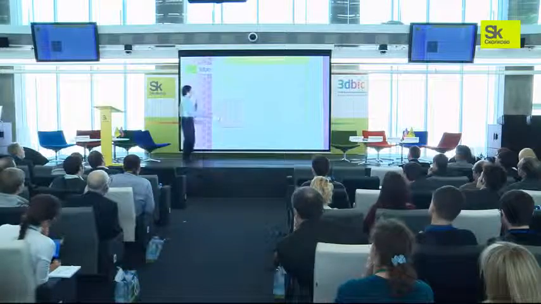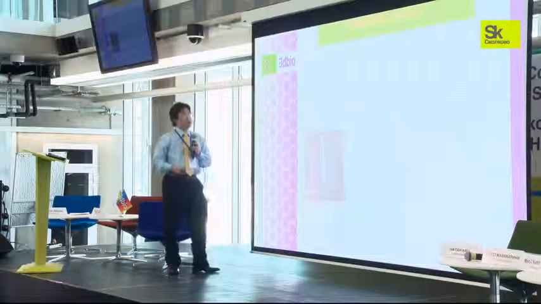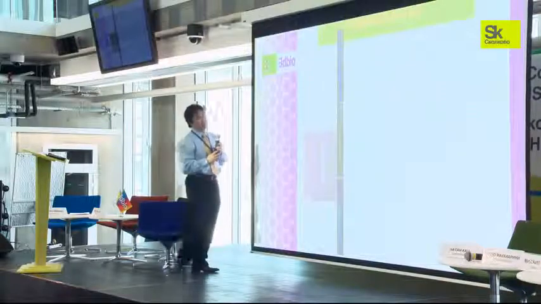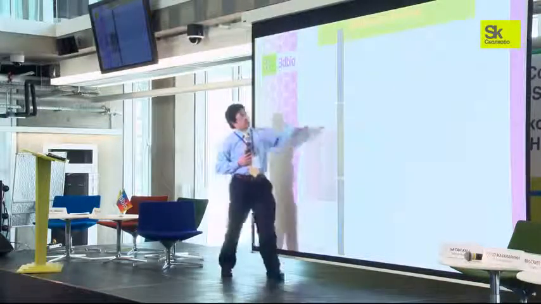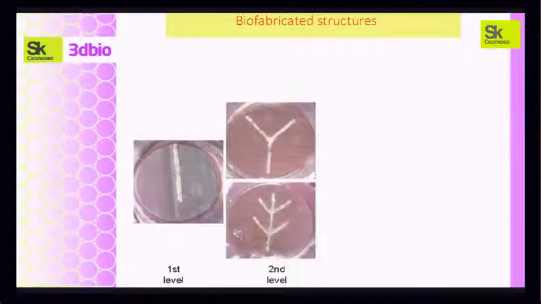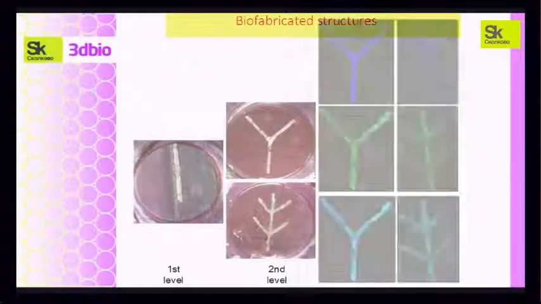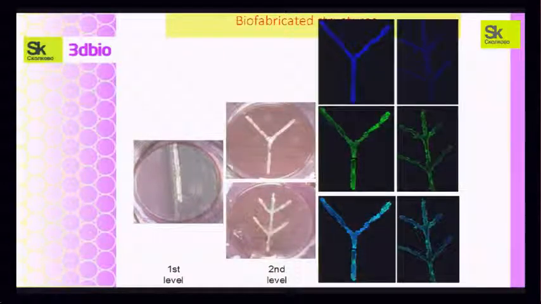Just print the line on a culture dish, and after like 3 days, you can see they fuse together to form these linear structures. For the second level, you can print a Y shape easily in the culture dish. After 3 days, you can stain them. They fuse together to form this kind of lumen structures.